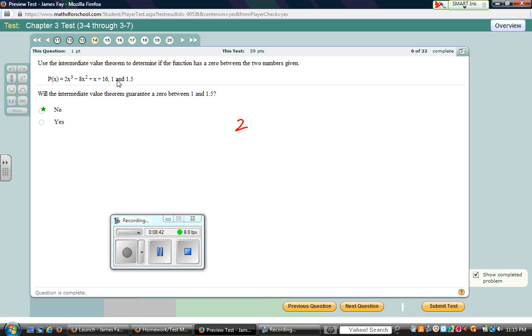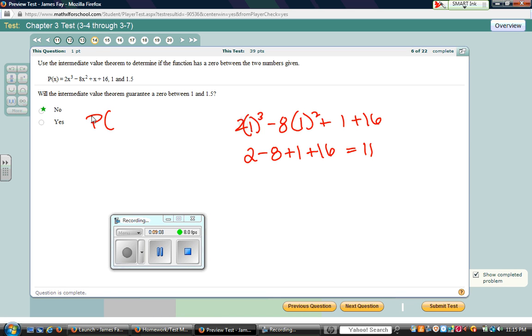If I use the value of 1, we get 2 times 1 cubed minus 8 times 1 squared plus 1 plus 16. So that's going to give me 2 minus 8 plus 1 plus 16. So that is going to give me a positive 2 minus 8 is negative 6 plus 16 is 10 plus 1 is 11. Okay? So P of 1 is equal to 11.